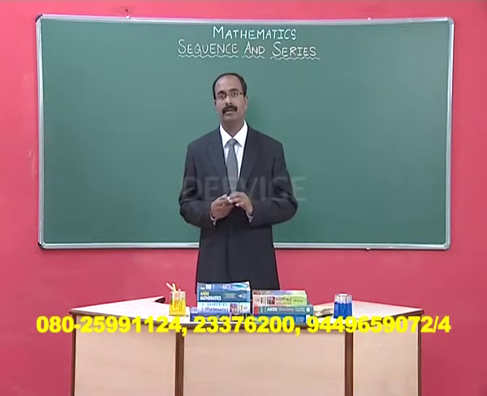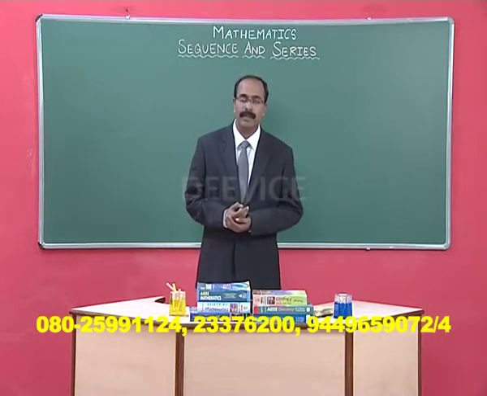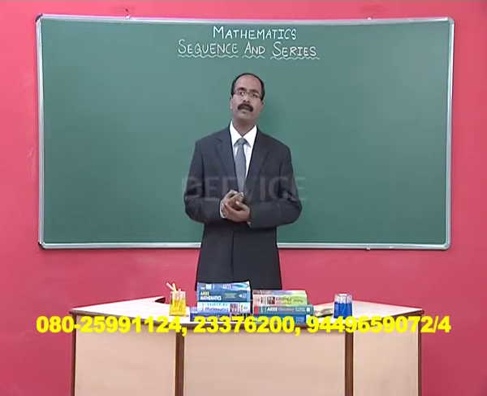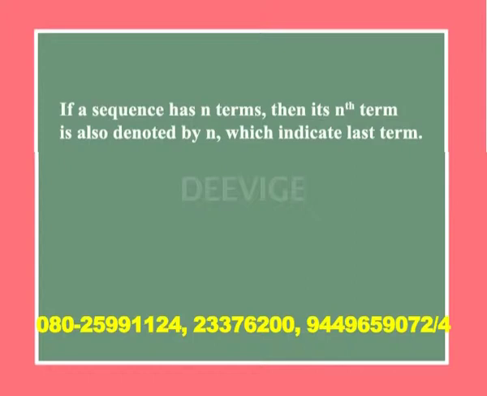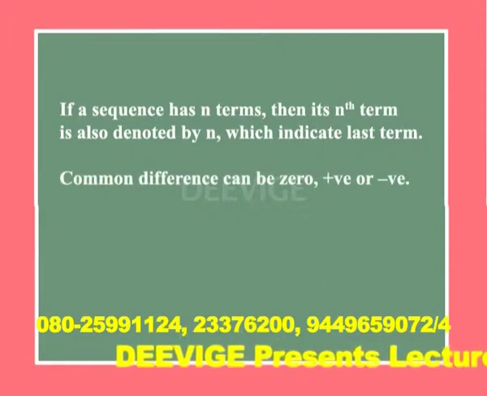Arithmetic progression. The nth term of an AP is given by Tn is equal to a plus (n minus 1) into d, where a is called the first term and d is called the common difference. If a sequence has n terms, then its nth term is also denoted by l, which indicates the last term. Common difference of a sequence can be 0 or positive or negative.